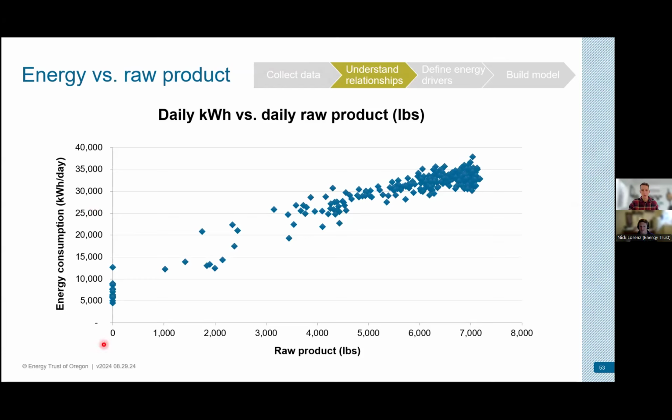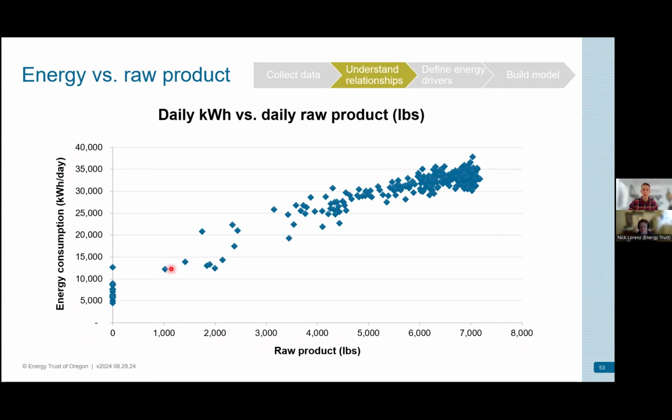On the horizontal axis, we have that raw product data they provided to us, measured in pounds. It goes from 0 all the way up to 8,000 pounds. On the vertical axis, we have energy consumption. This is measured in kilowatt hours a day, and it goes from 0 to 40,000 kilowatt hours a day.